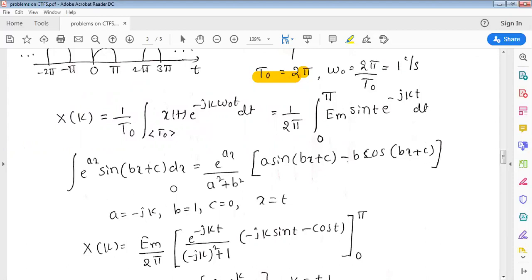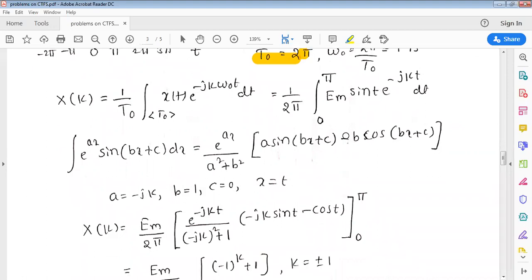That's all. So what is your ax here? ax is −jkt, that is x becomes t, and a becomes −jk. What is your b? b corresponds to 1, since x corresponds to t. c is not there, therefore it is 0. Now I'll put this formula.